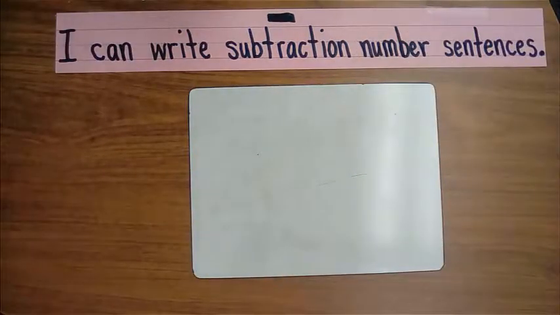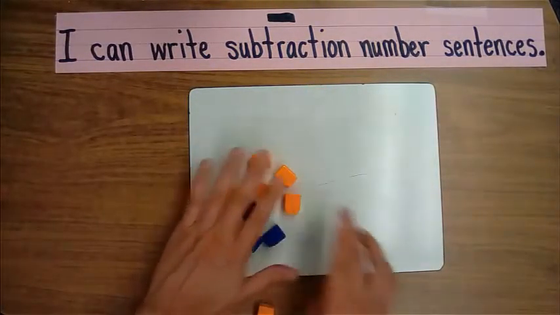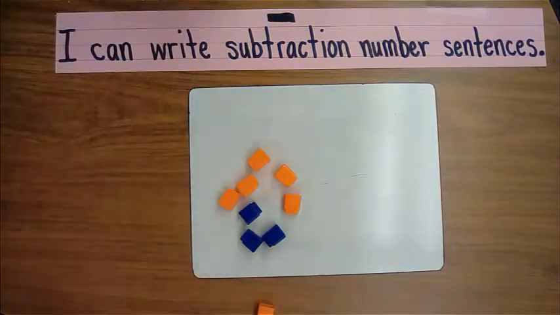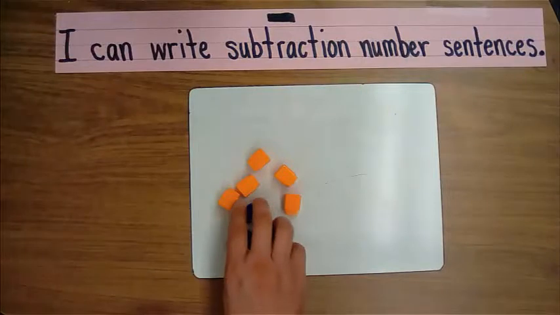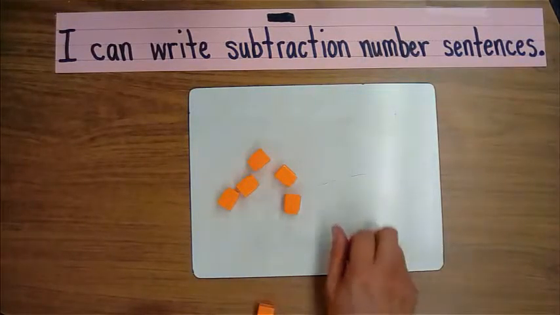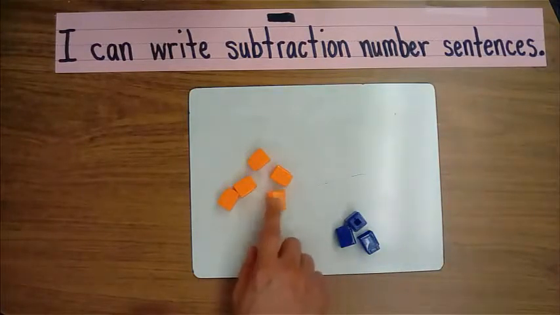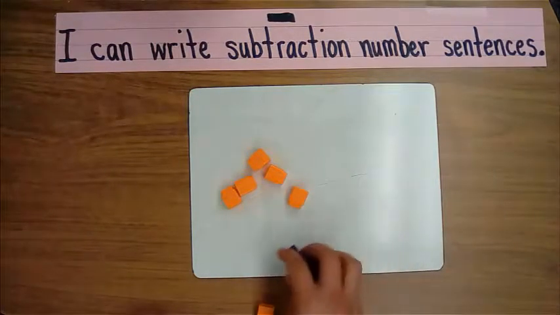Okay, let's do another problem. So now get your whiteboards out, get your blocks out, and get your expo marker out, and do this with me. So now let's say we have 8. So if we have 8 and we take away or subtract 3, what is the difference? The difference is 5.